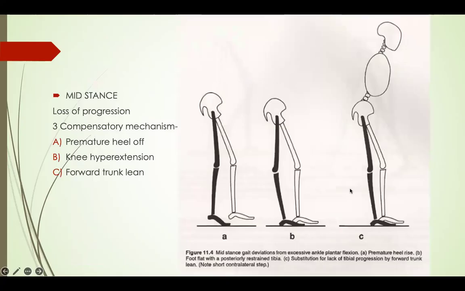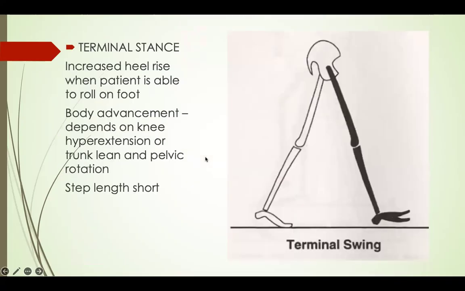During mid stance, there is loss of progression. Three compensatory mechanisms can happen during mid stance. First is premature heel off. Second is knee hyperextension, so that the whole foot can come on the ground. Third is forward trunk lean for balance.